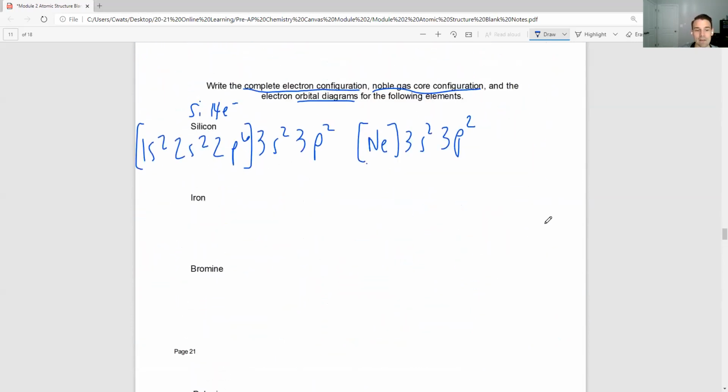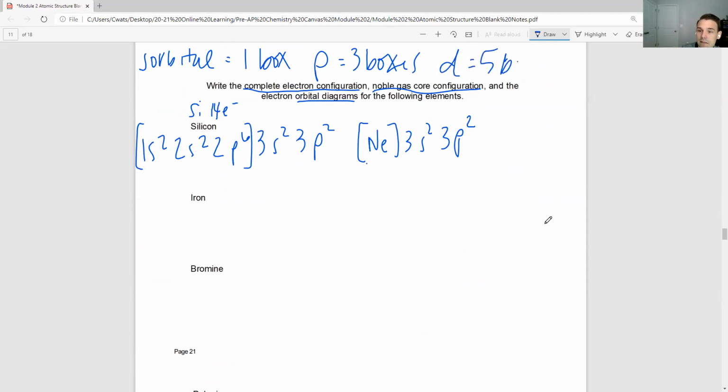So if I was an s orbital, that's going to be 1 box. P, 3 boxes because it can hold 6 electrons. D is 5 boxes. And then F is 7. And we always, no matter how many electrons are in any particular orbital, always draw all of the boxes.